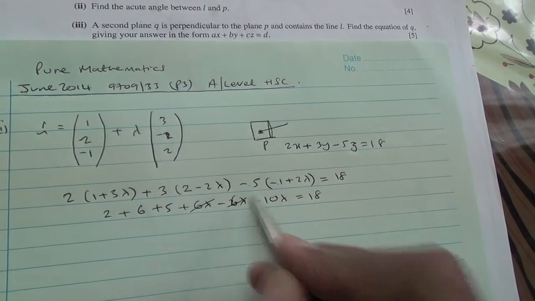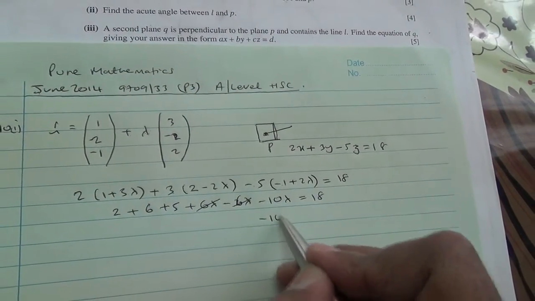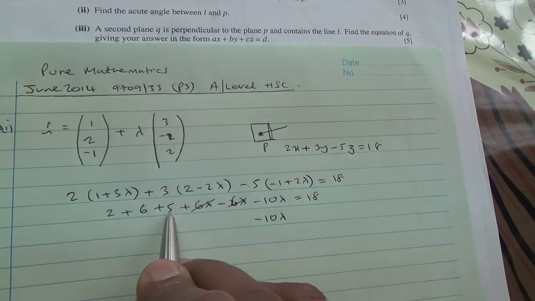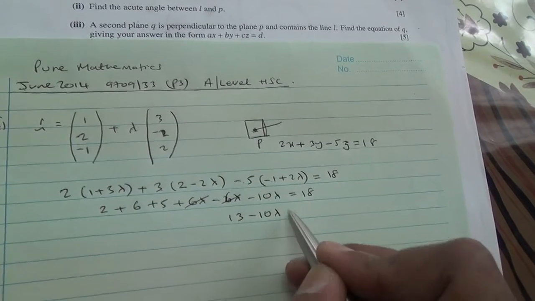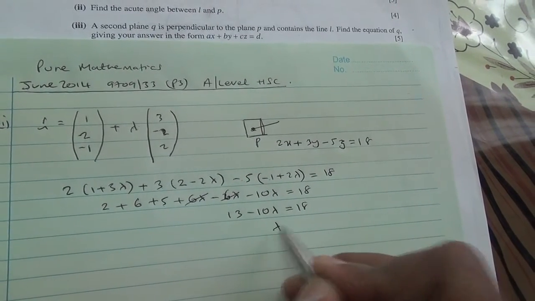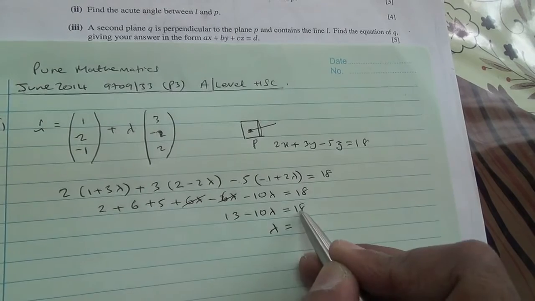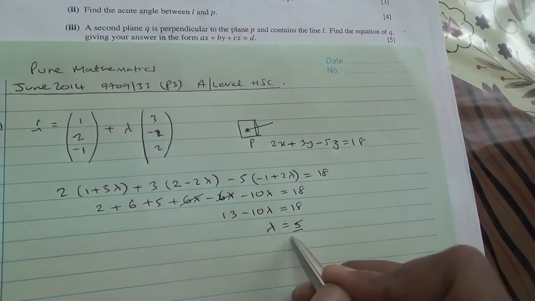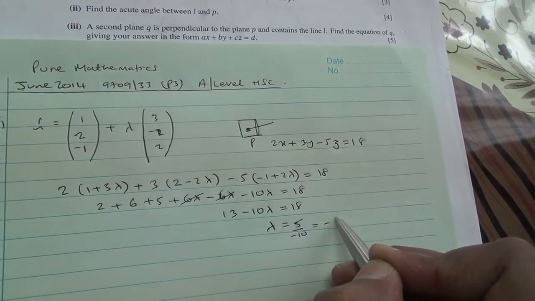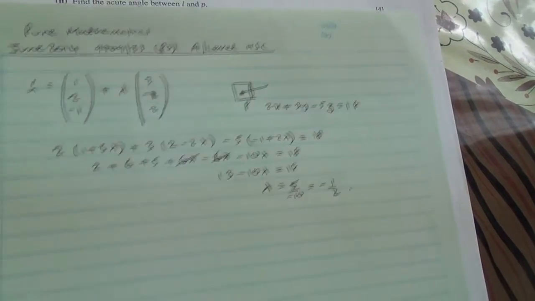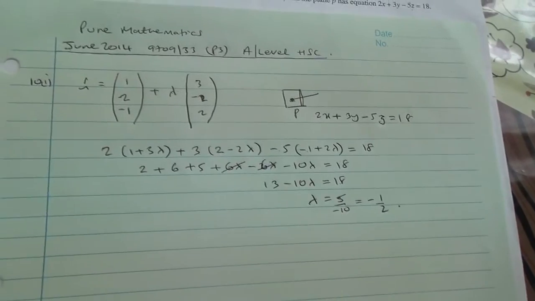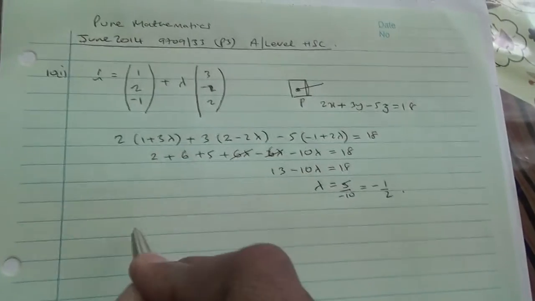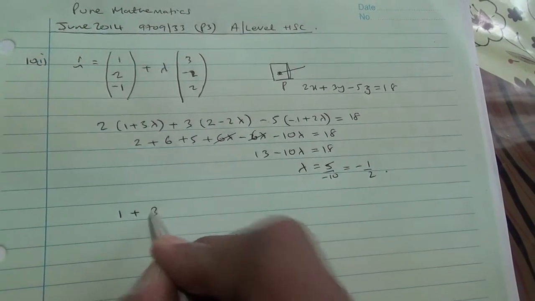Plus 6 lambda minus 6 lambda cancels out, we are left with minus 10 lambda. 2 plus 6 plus 5 is 13, and that is equal to 18. If you work that out, you end up with 18 minus 13 is 5, divided by minus 10, and that gives us lambda equals minus half. The position vector of the point of intersection is going to be 1 plus 3 times lambda.